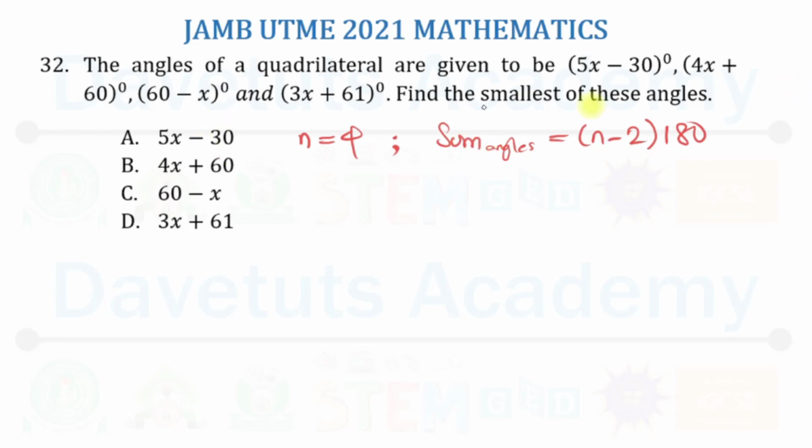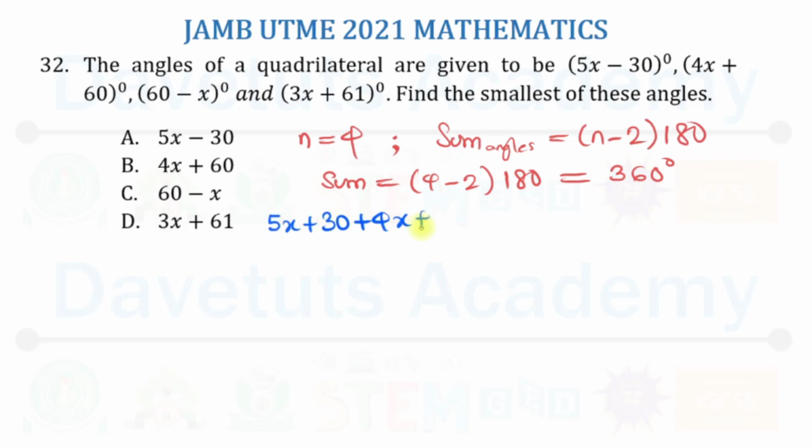So in this case, we need to just sum all of these angles that we have and equate them to that 360. So that sum will be 4 minus 2 times 180, and 4 minus 2 times 180 is 2 times 180, which is 360. So if you are to add all of those, we are going to have 5x minus 30 plus 4x plus 60 plus 60 minus x plus 3x plus 61 is equal to 360, which is the sum of all of those angles.